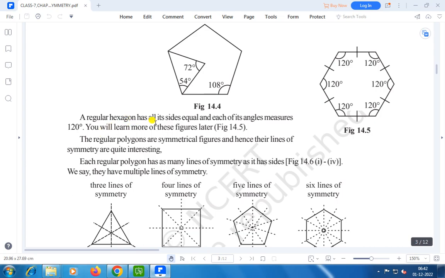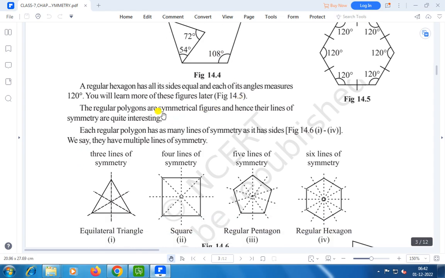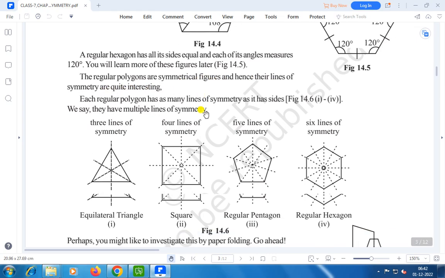A regular hexagon has all its sides equal and each of its angles measures 120 degrees. You will learn more of these figures later on. Here you see, also all the angles are 120 degrees and all the sides are the same, right? In the pentagon also all the sides are the same and all the angles are equal. The regular polygons are symmetrical figures and hence their lines of symmetry are quite interesting.